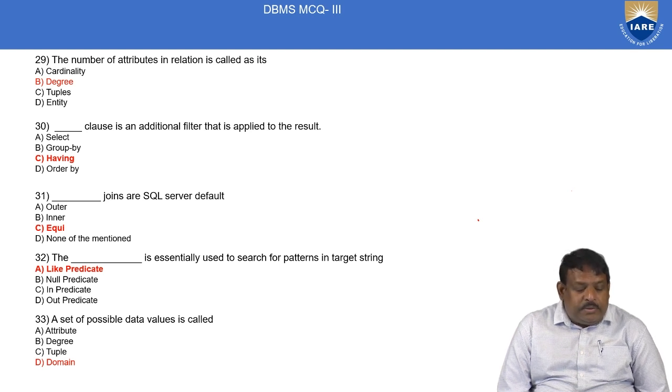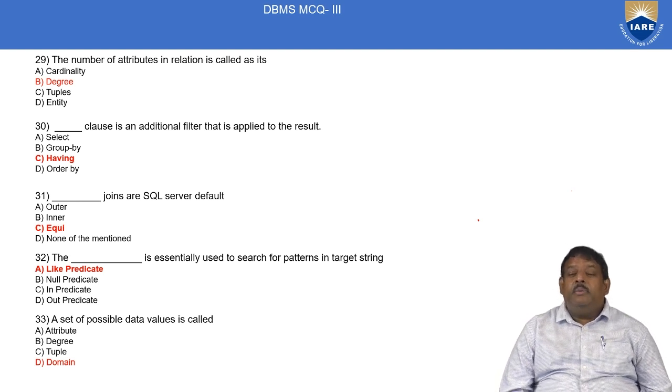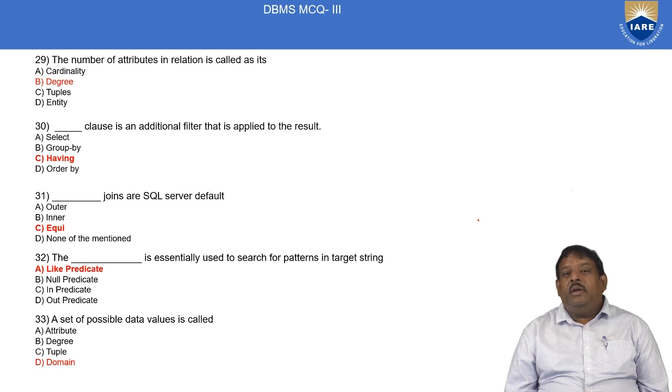Next, the set of possible data values: is it an attribute? No, it cannot be an attribute. Is it a degree? Degree is the number of attributes. What is a tuple? It is a row of a table. Each row is a tuple. So it is only the domain.